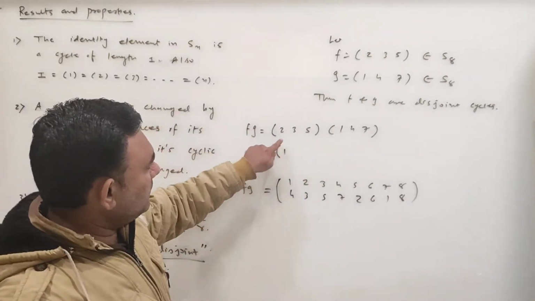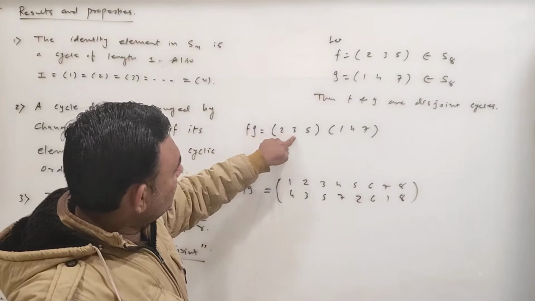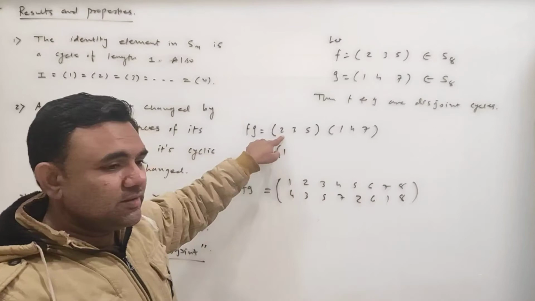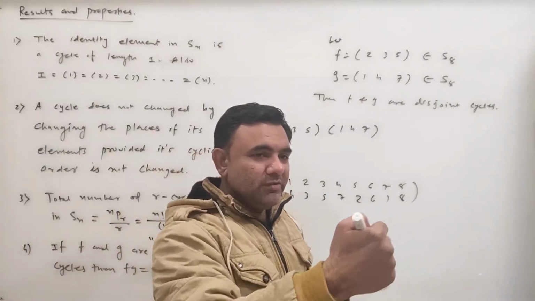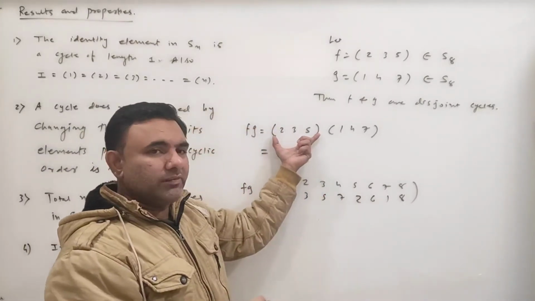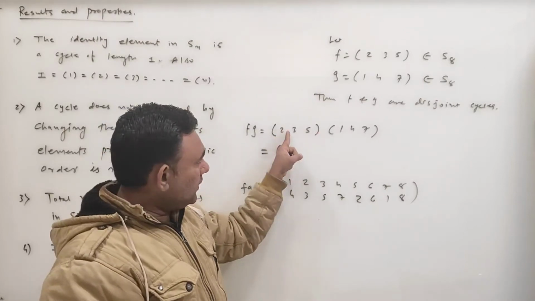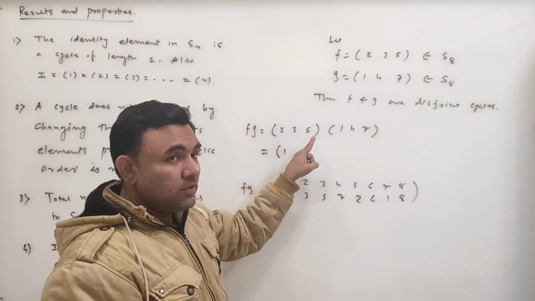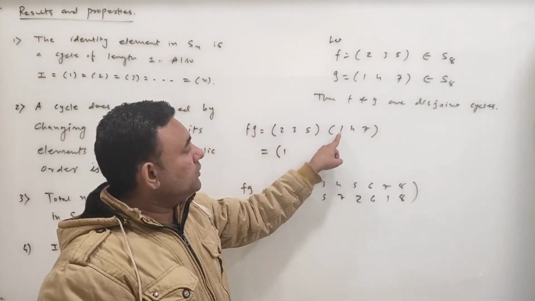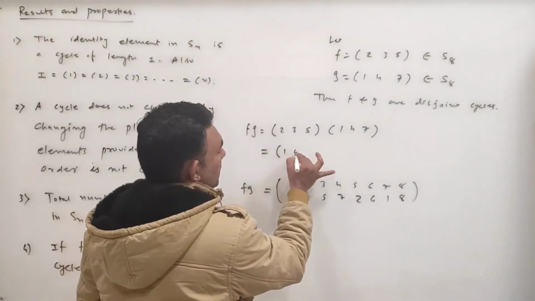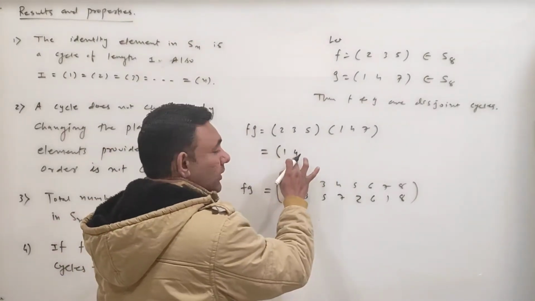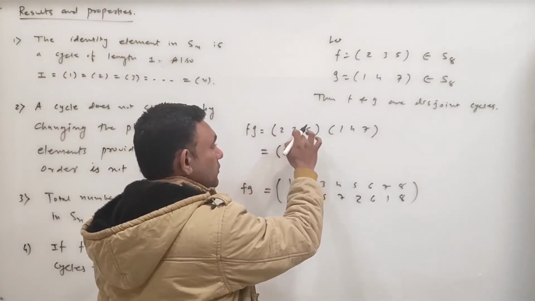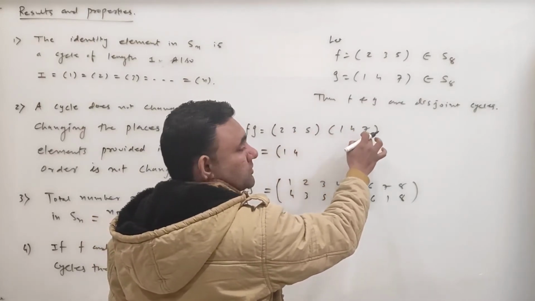So here you start with 1. What is the image of 1 in this? Here 1 is not present. It means 1 is invariant under this cycle, or whatever this permutation. So 1 goes to 1. Now you look at the image of 1 here. So 1 goes to 4. Now you look at 4. What is the image of 4 in the first cycle? 4 is not here. So 4 goes to 4. So 4 goes to 7.